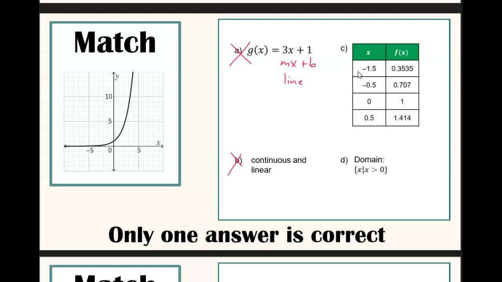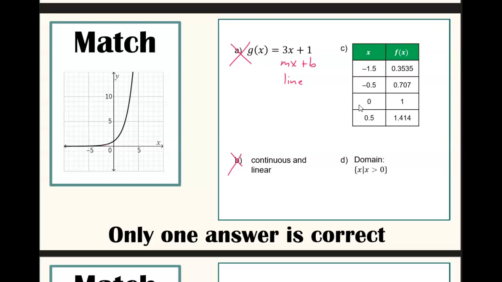Then we have a table. We can look at each of these points and see if they match the graph. So let's see, negative 1.5, 0.3535. So negative 1.5 is going to be here, negative 1.5. And our point's going to be right about there, which is about 0.3535. That's about a third of the way up to 1.